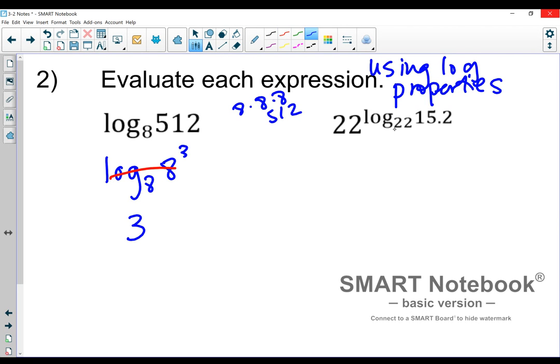Again, I have a base 8 and a base 8, just a 3. And on this one, I have the same kind of thing going on. 22 raised to the log base 22 of 15.2 power, so just 15.2. So that's how we use log properties.